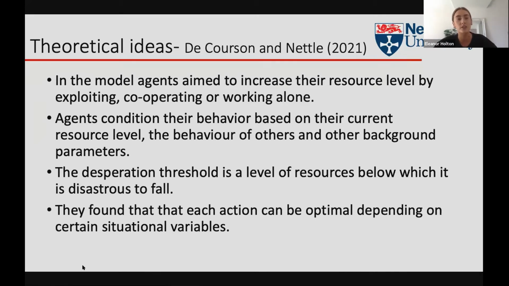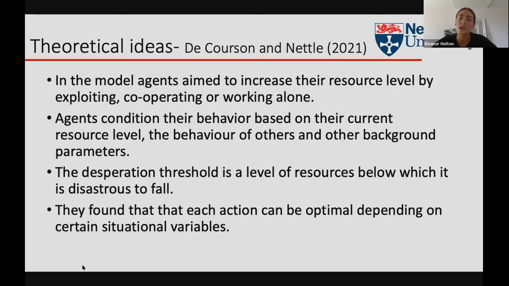So within this model, exploitation was analogous to participating in crime. It can produce very high payoffs, but it is risky and does leave you open to being caught and punished. The agents could choose to cooperate, which is analogous to participating in legitimate activity. This is mutually beneficial so long as others in the surrounding population are cooperating too. And then they could choose to work alone. This is avoiding interactions with others altogether, and this does leave you safe from being exploited.